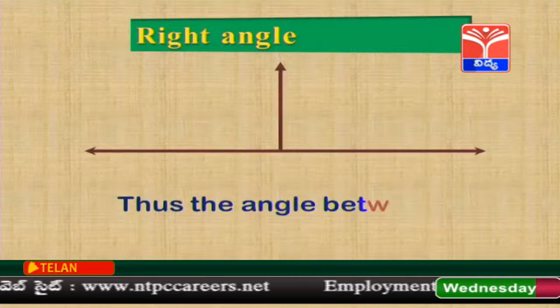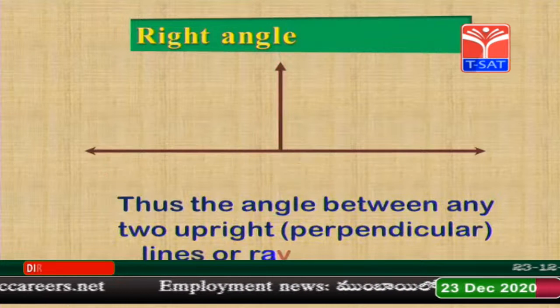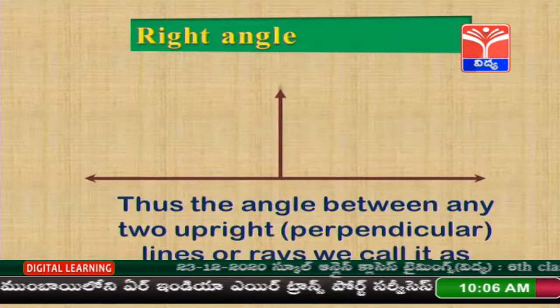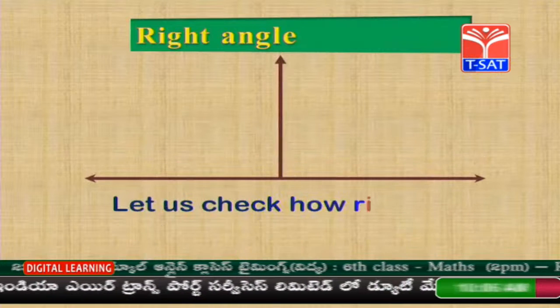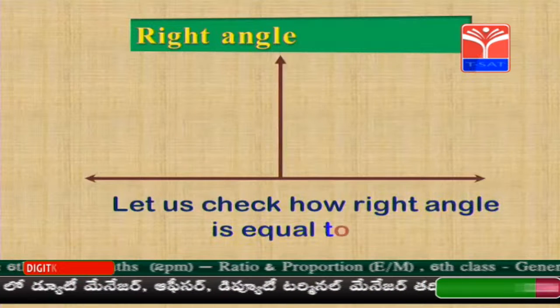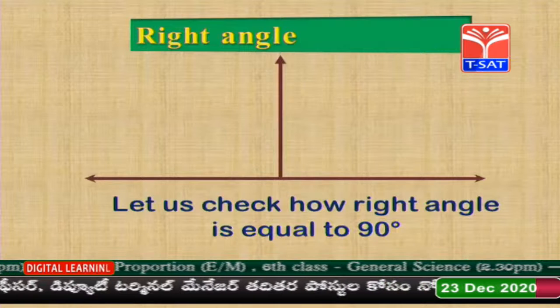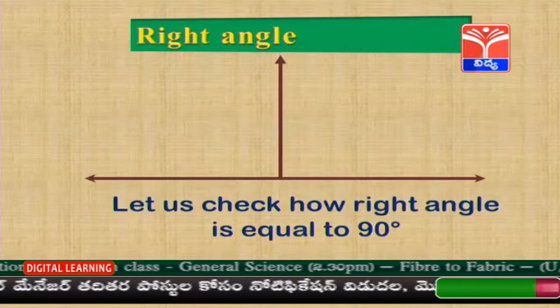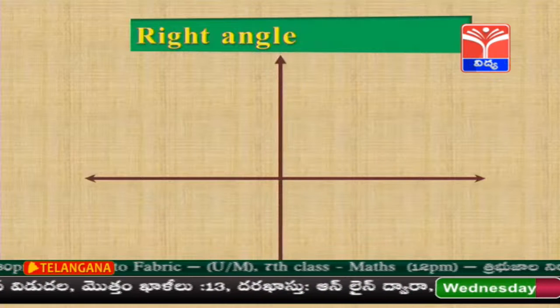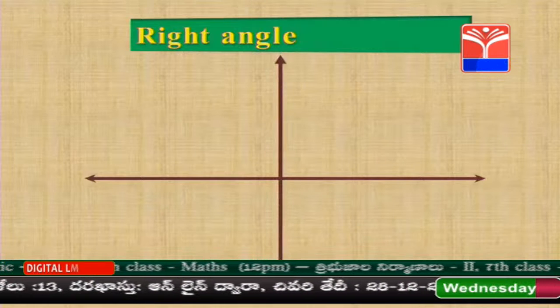Please see. Thus, the angle between any two upright or perpendicular lines or rays we call a right angle. We are going to check the angle between those two lines, whether it is a right angle. If it is a right angle, to what angle is it equal? So, let us check how a right angle is equal to 90 degrees. Now, I am extending that perpendicular line even down.